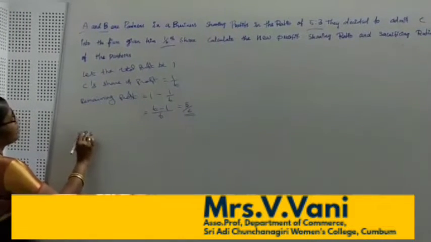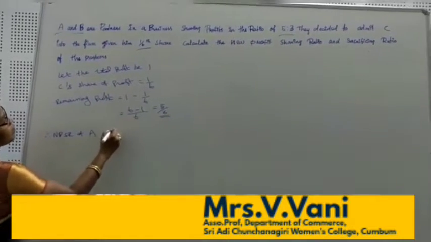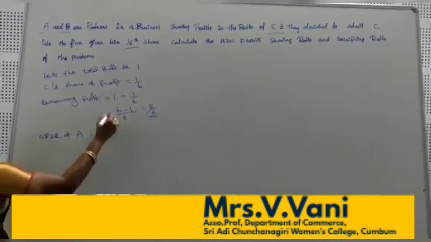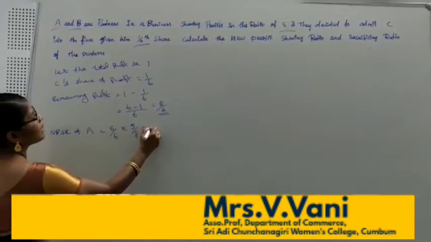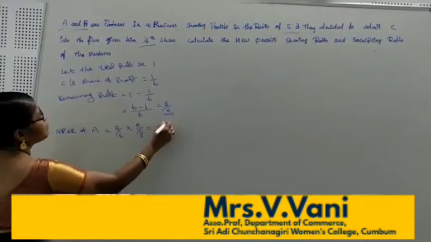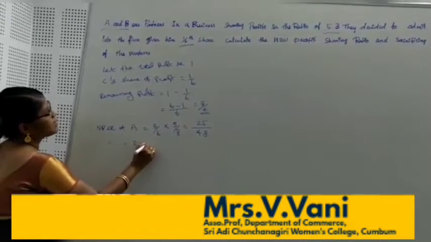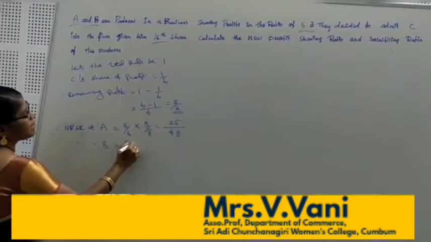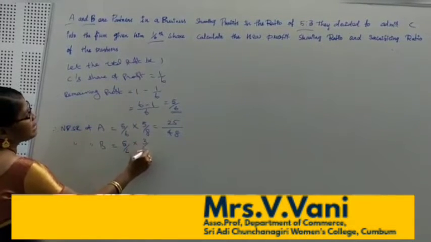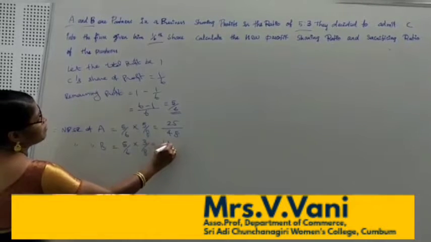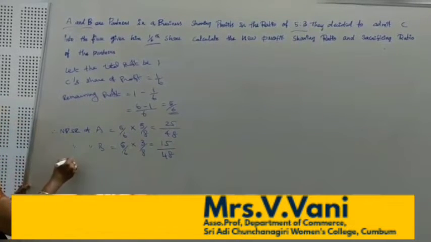So the new profit sharing ratio of A: the remaining profit is 5/6 and his share of profit is 5/8. So just multiply those values: 5 5s are 25, 6 8s are 48. And the new ratio of B: the remaining profit is 5/6 into B's share of profit 3/8. So 5 3s are 15, divided by 6 8s are 48.